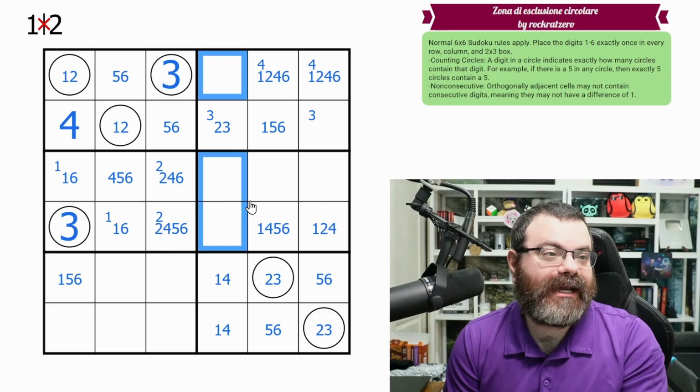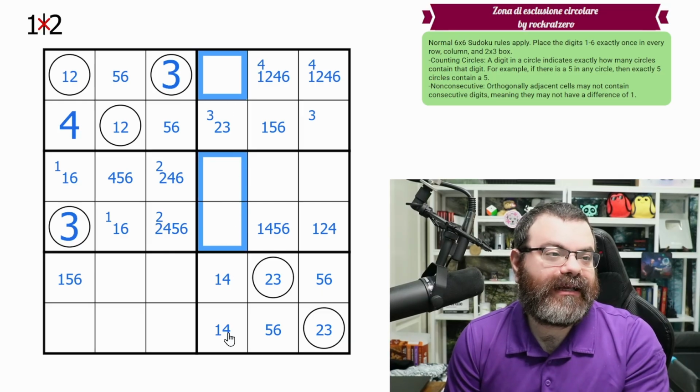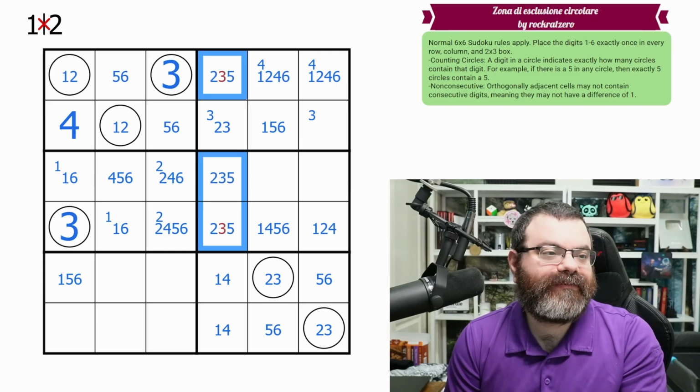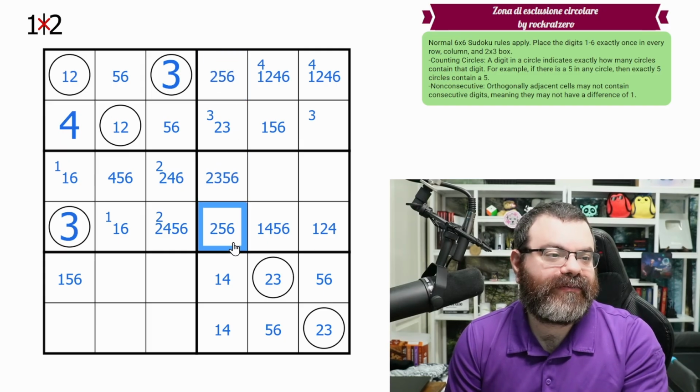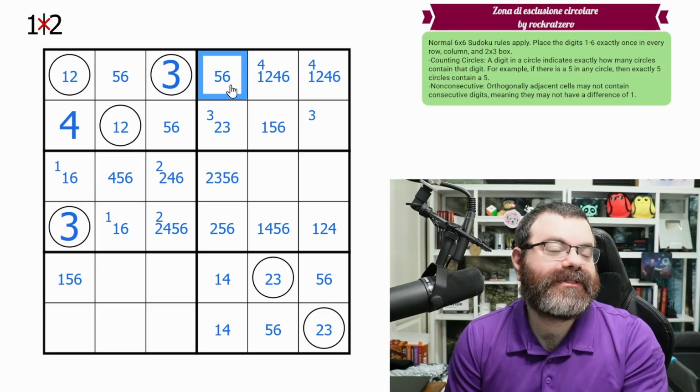I'm going to fill out this entire column. We need the 2, 3, 5. Oopsie, not like that. We need the 2, 3, 5, 6. So we know these aren't the 3. And this isn't the 2 either. Ah, right. The 2 is eliminated from that too. So this is a 5, 6 pair.